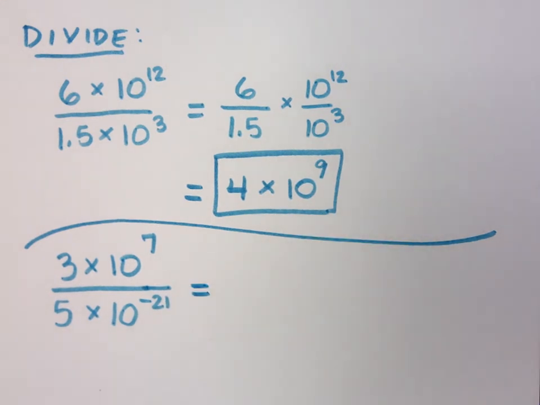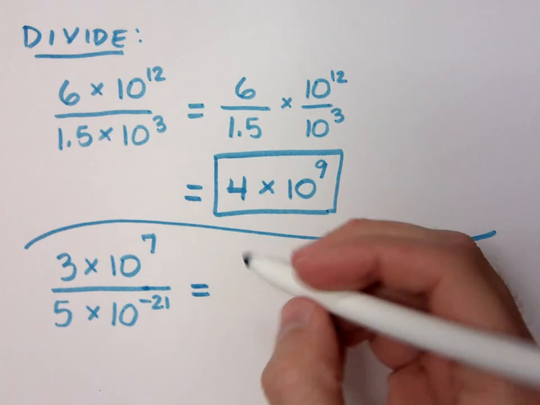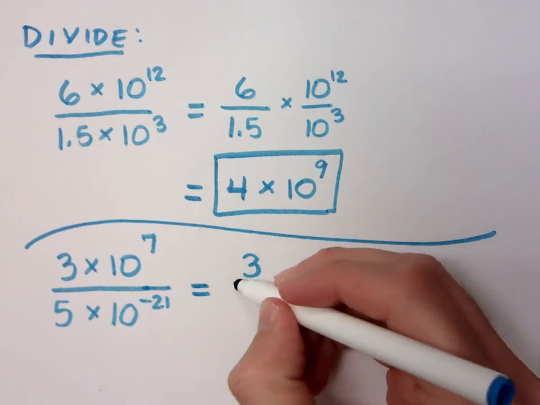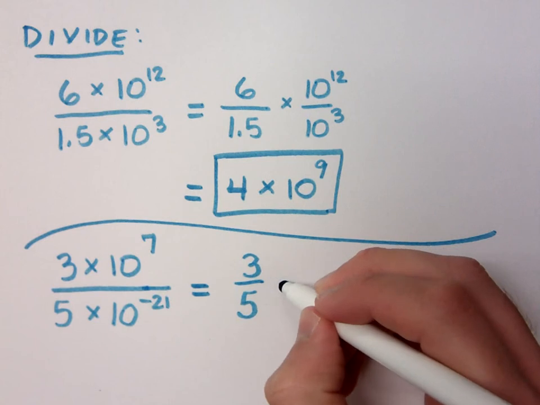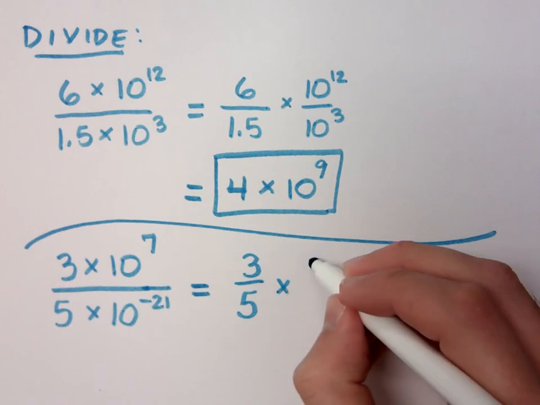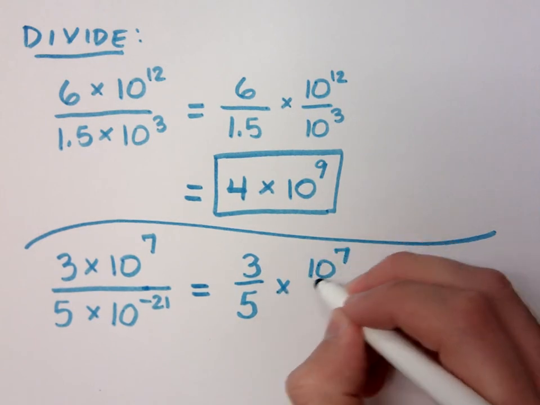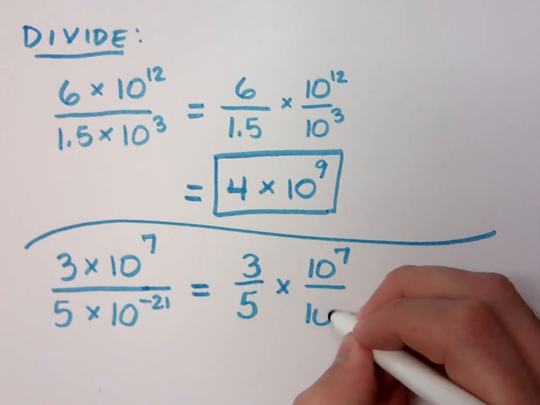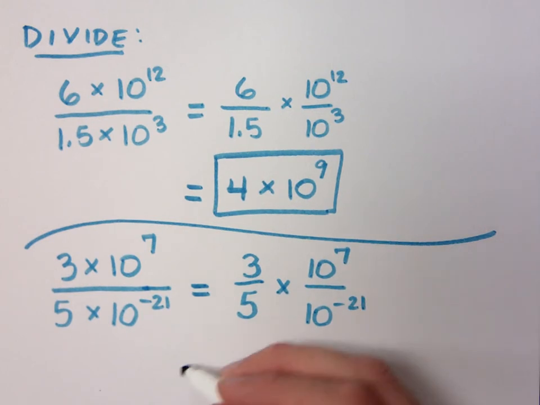Now, is this problem any different from the first one? Yes. Why is it different? That's just because it has a negative. Bigger numbers on the bottom. Well, let's see what happens here. I'm going to set it up the same way, though. It's still going to be 3 over 5 times what? My powers of 10 to the 7th over 10 to the negative 21st. Do the division just like we did before.